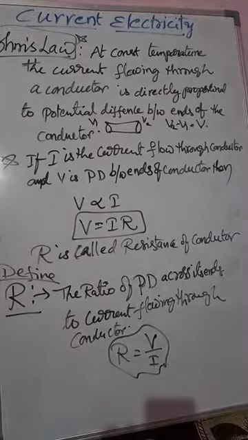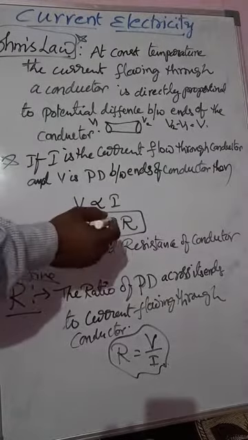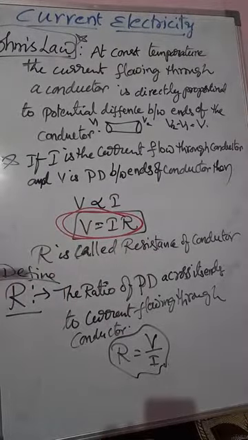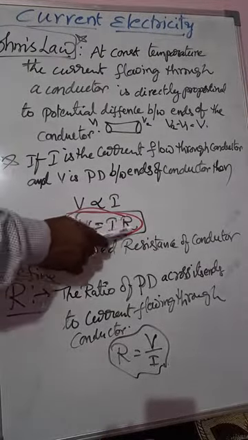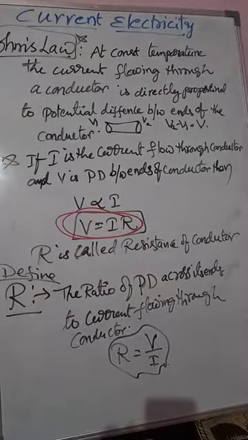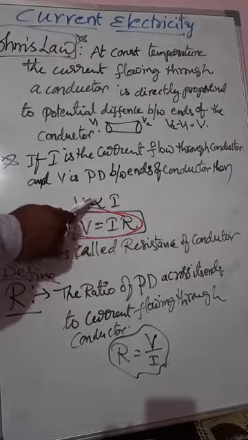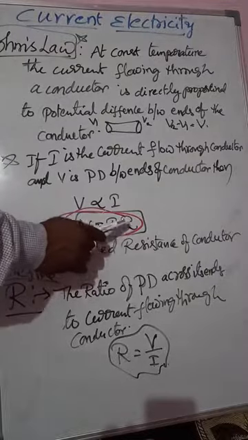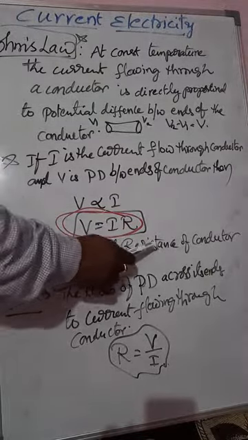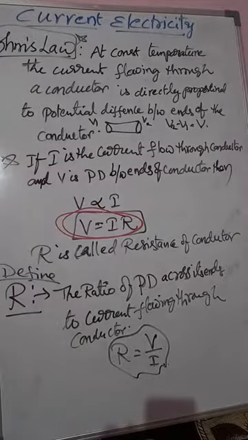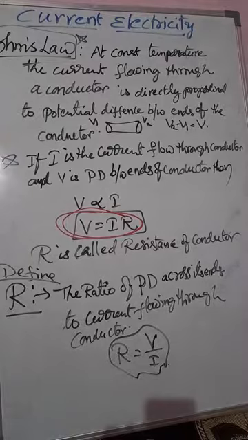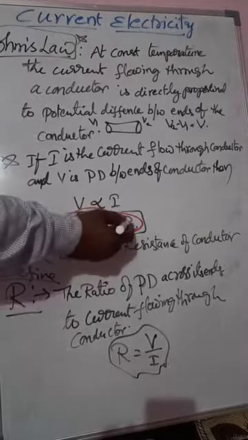Most important. This formula is very important. Here what is R? Proportionality constant. Clear? R is nothing but resistance of a conductor. V proportional to I, remove the proportionality, then we can write V equal to IR. R is called resistance of the conductor. Now, can you define this resistance from this formula? Very simple. R equal to V by I.